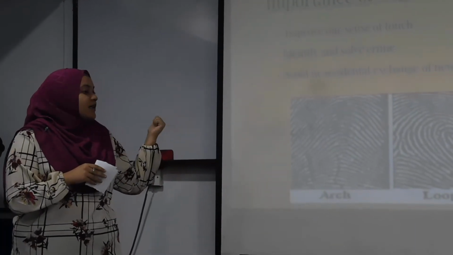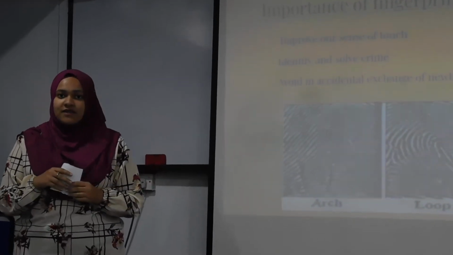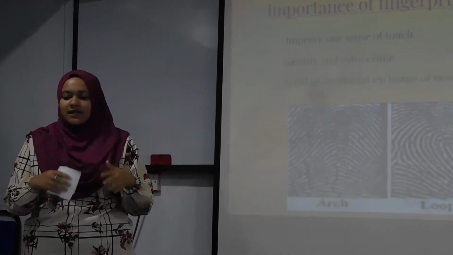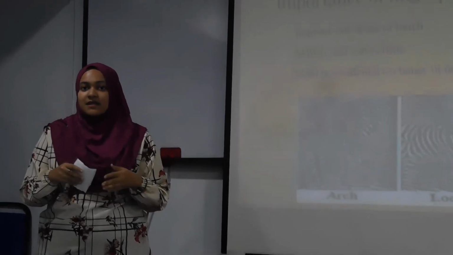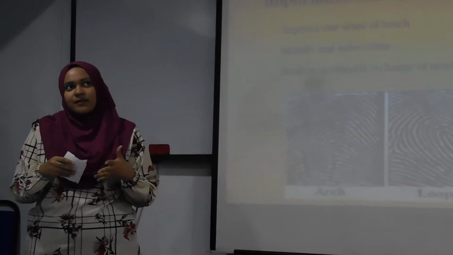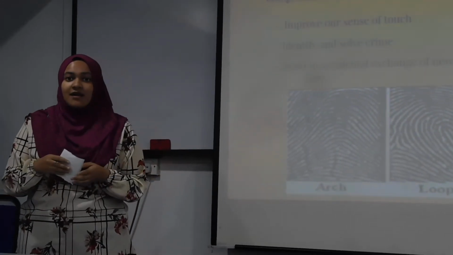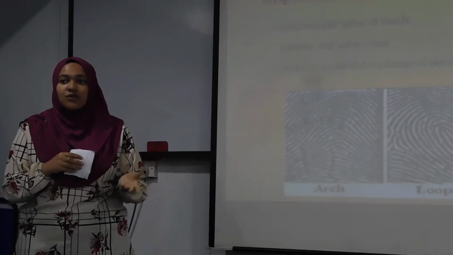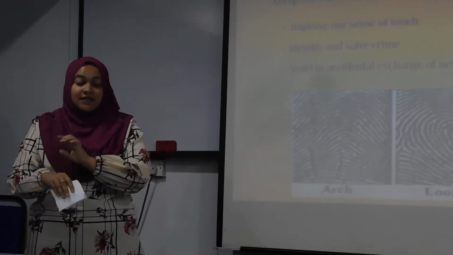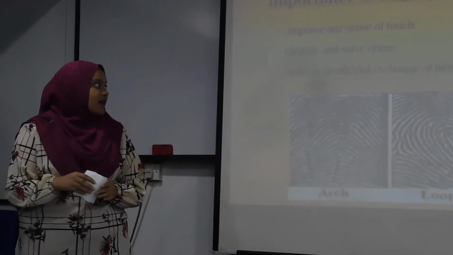And the third one, fingerprints can avoid an accidental exchange of newborn infants. So this is to prevent the swapping of newborn infants. Some developed countries like the US use a technology called a scan, so that newborn infants have their fingerprints taken. But in Malaysia, we don't have that. We just use a tape on the newborn infants to identify who's who.